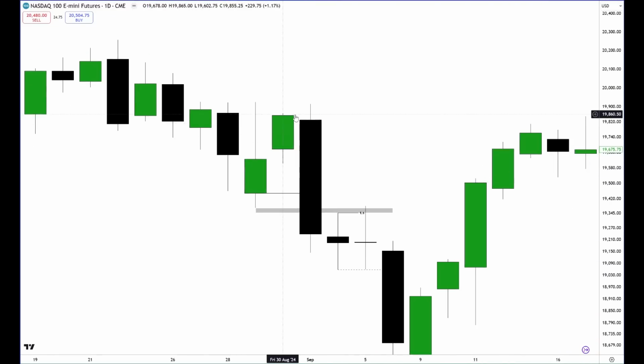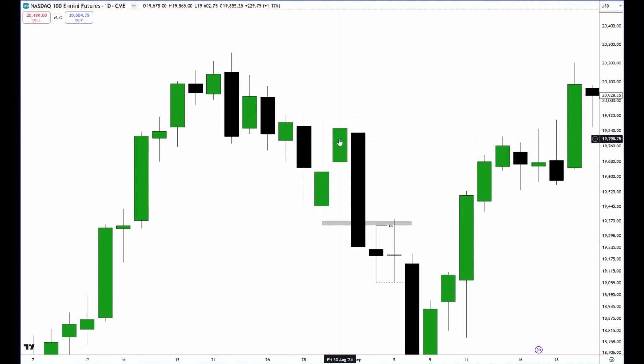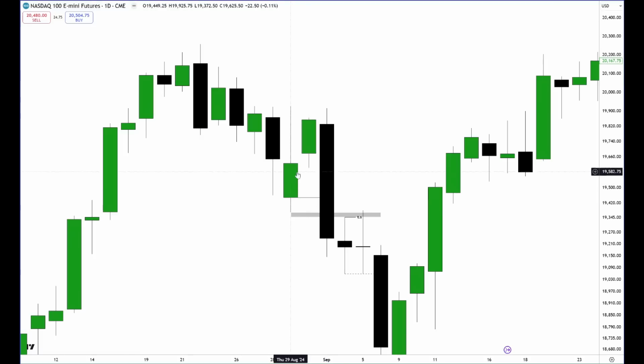These two candles are an order block. The order block was validated as soon as we closed below this low. The open and the low.